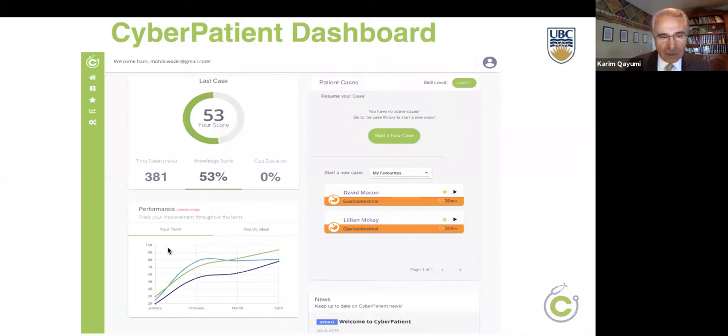So you can see on every one of these indicators, which are time, knowledge, and cost, how you improved, where you are now and where you were before. We also have here, if you click on you versus ideal, you can see a comparison in that particular case with the average of other people. So you would know where you're standing. And then you click here and you go into CyberPatient.